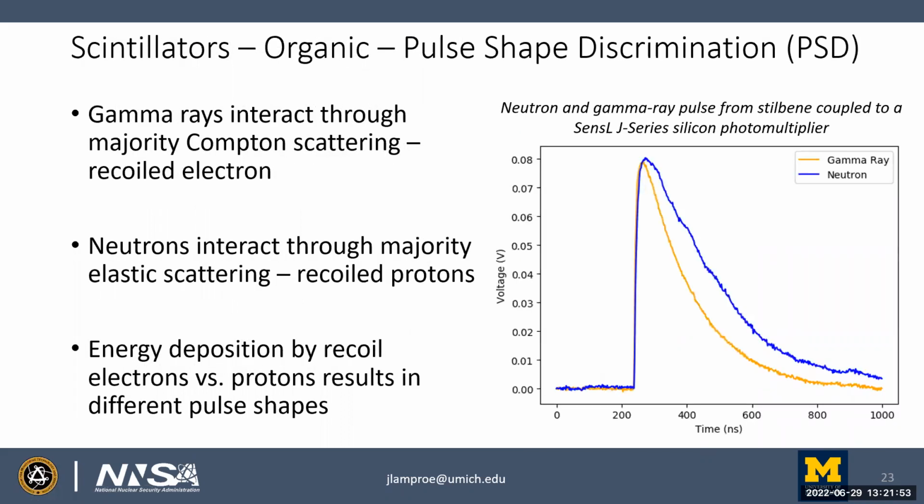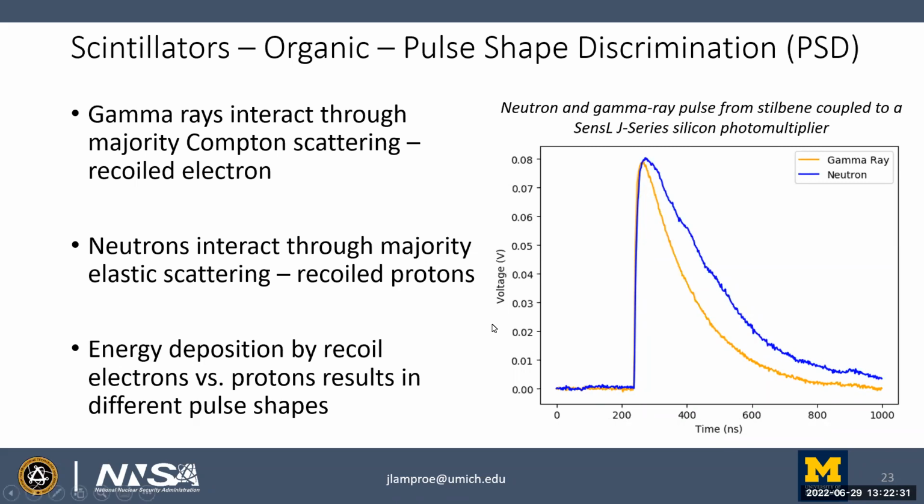And so this is the pulse shape discrimination. This is what I was talking about, how we can distinguish between the gammas and neutrons, because the gamma rays interact majorly through Compton scattering. And so what we're looking at are the recoiled electrons, and the neutrons interact through elastic scattering. When they're scattering with hydrogen, we're looking for recoiled protons. And so what this causes, in a raw signal, you can tell that there's a faster die away of the signal for the gamma ray than there is for the neutron.